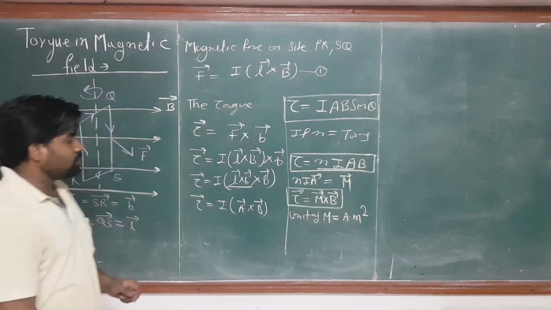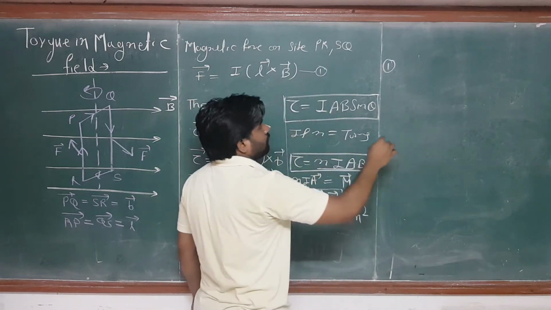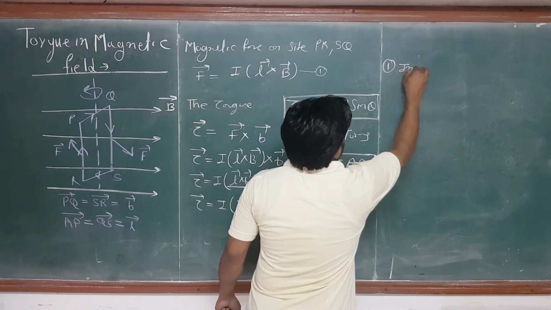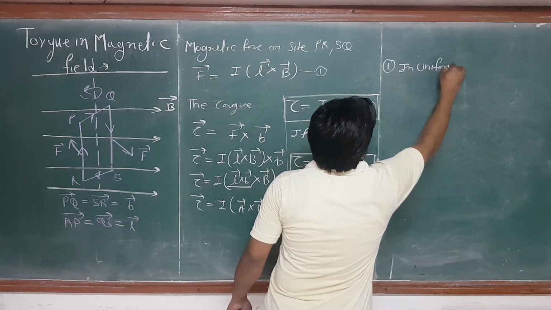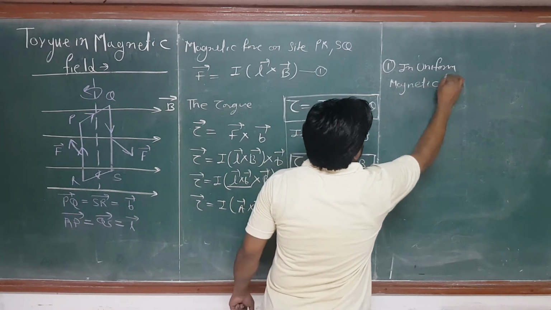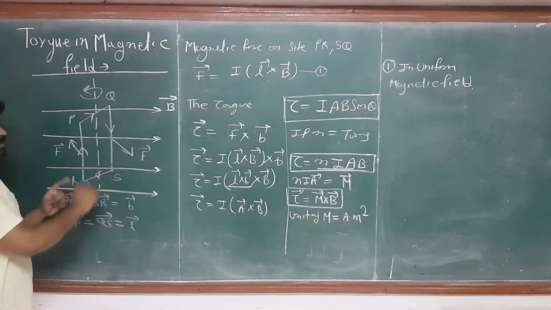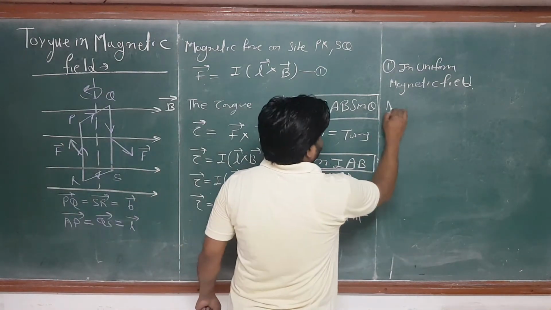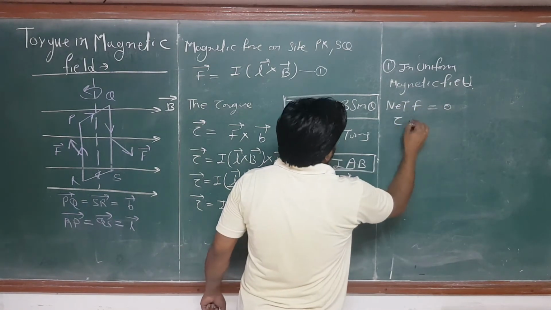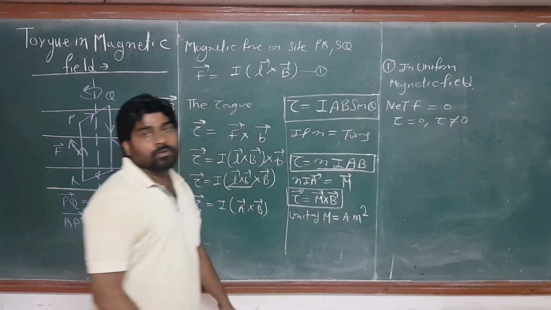There are some points also. As point number 1, in a uniform electric field, in a magnetic field, the resultant force would be 0, right? Net force, net F, will always be 0, but torque can be 0 or cannot be 0. मतलब दोनों में से कोई भी पॉसिबिलिटी हो सकती है.